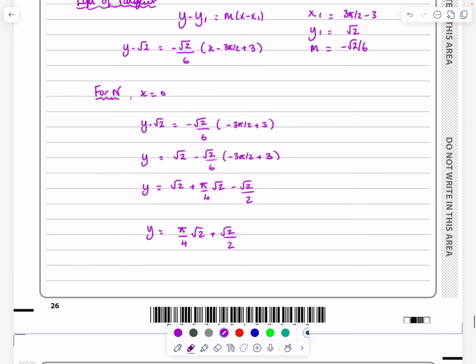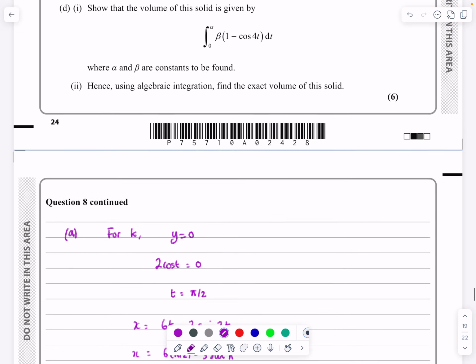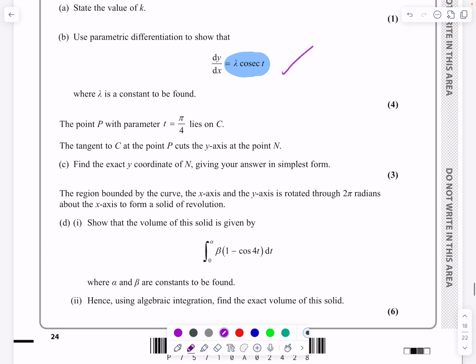Let's just go back and see, there's my answer, go back and see what they asked for, the y coordinate of n, just in its simplest form. Yeah, I think that's reasonable. I'm not going to do anything else to that, but you could factorise and take the root 2 out and whatever, but that's already in its simplest form.